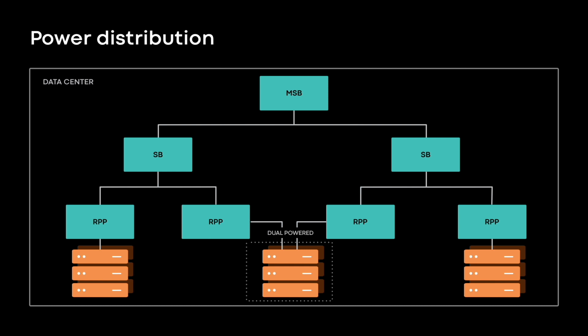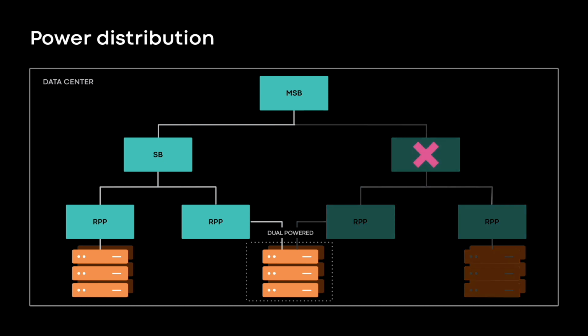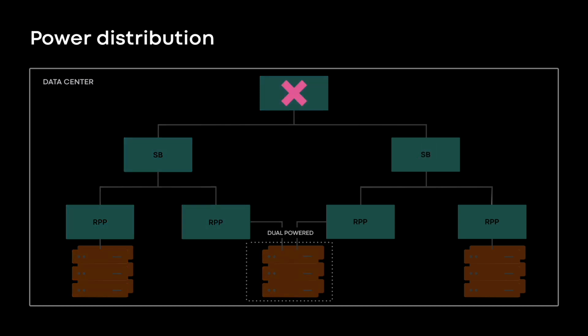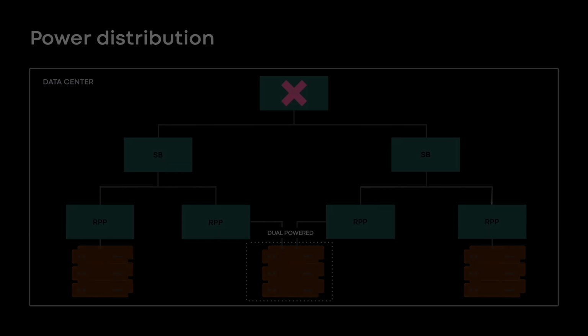We have the same power delivery hierarchy from MSB down to RPPs, except that the dual powered rows are fed by two RPPs. And if the primary RPP experiences an outage, the power is automatically switched over to be fed by the secondary RPP. Dual powered rows can only sustain failures at their SB or RPP level. If it is at the MSB level, a dual powered row won't help because the MSB is the common point of power delivery for both the power sources.